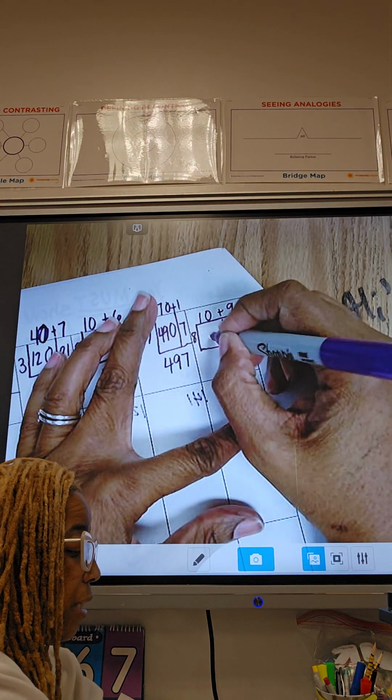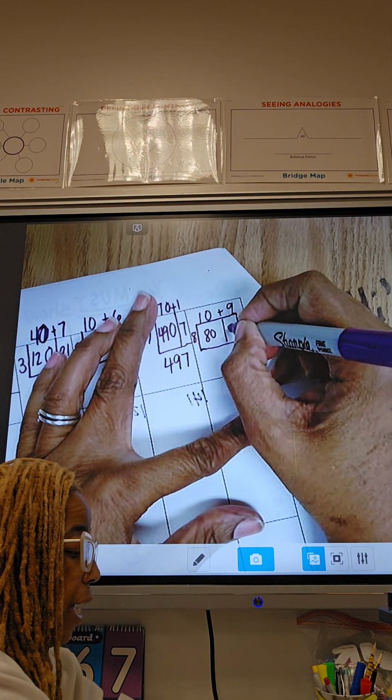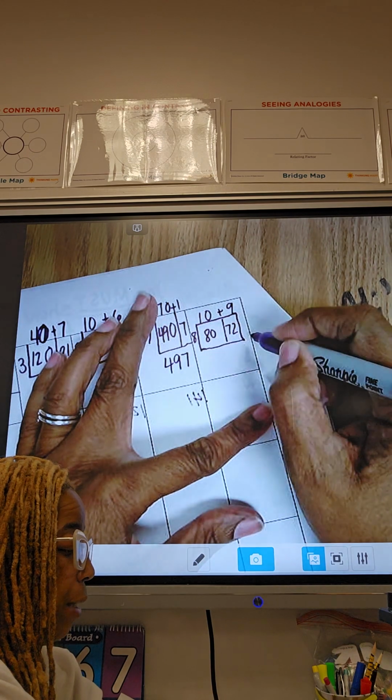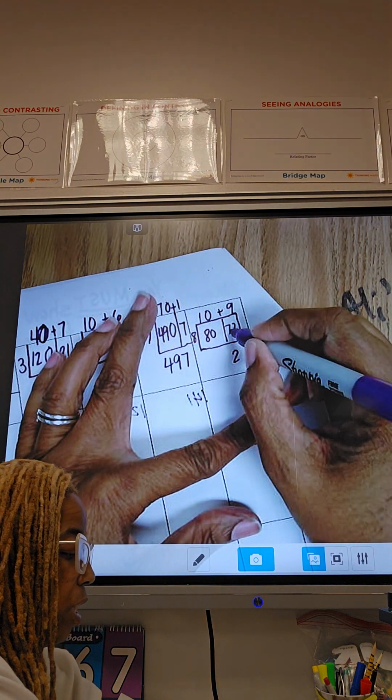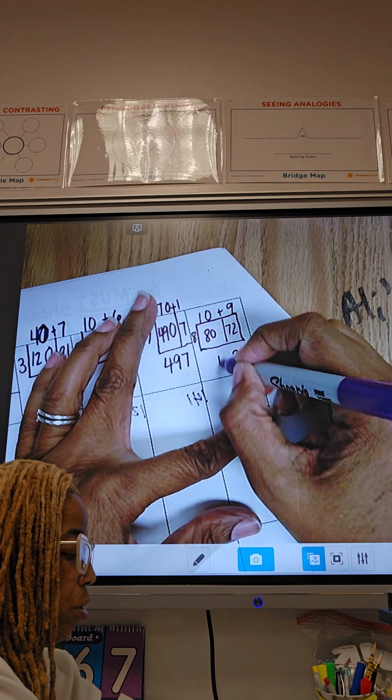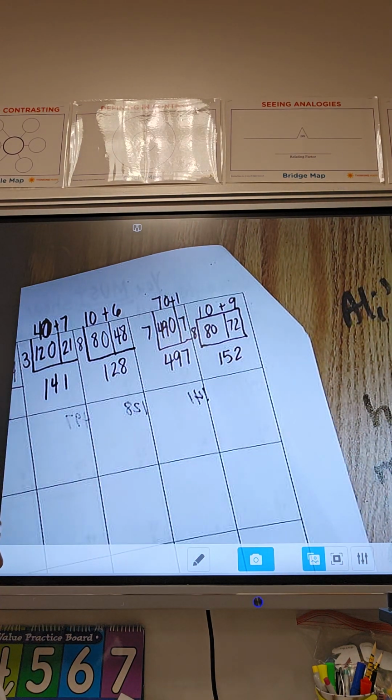8 times 10 is 80. 8 times 9 is 72. So 80 plus 72. 1's place is 2. The 10's place is 15. So 152 is the answer.